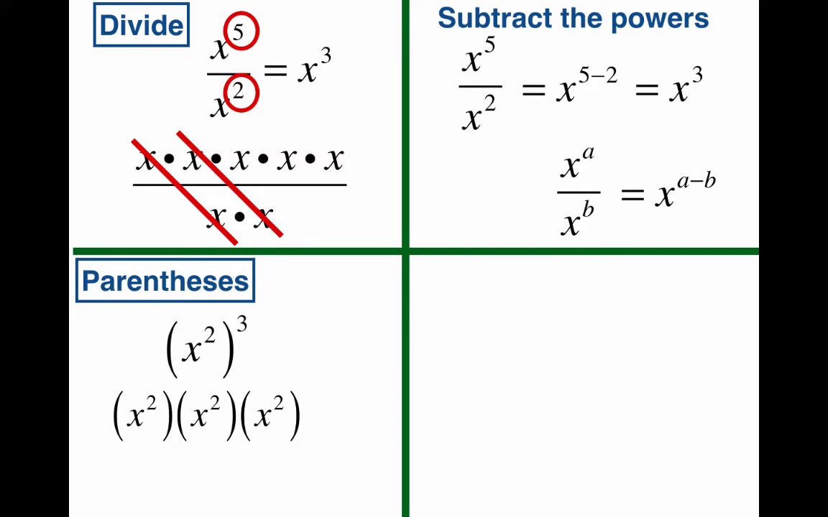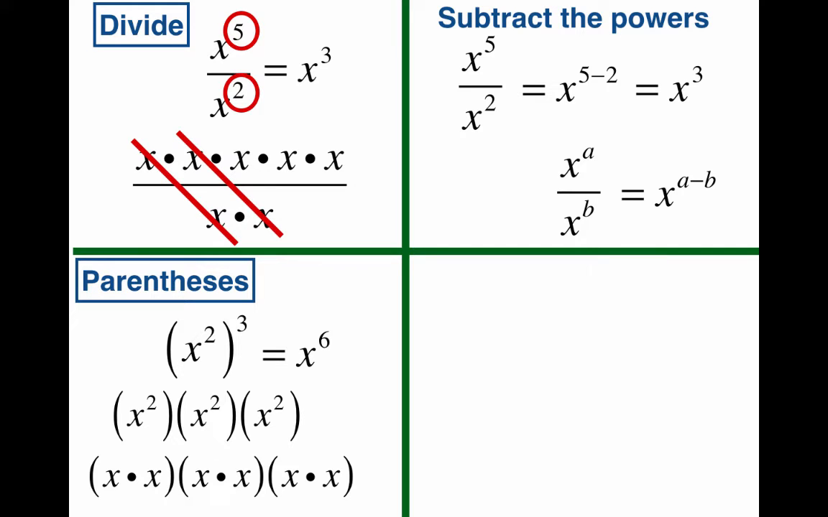X squared, x squared, x squared. And breaking that down even more means it's x times x, x times x, and x times x. So really, how many x's do we have? Yeah, there's 2, 4, 6. X to the 6th power is our simplified answer.